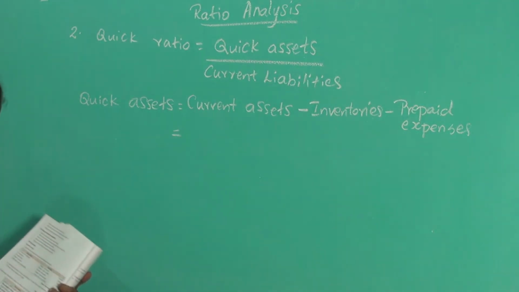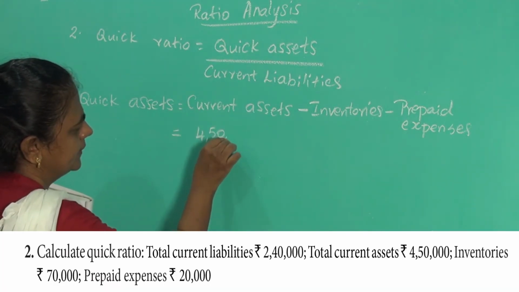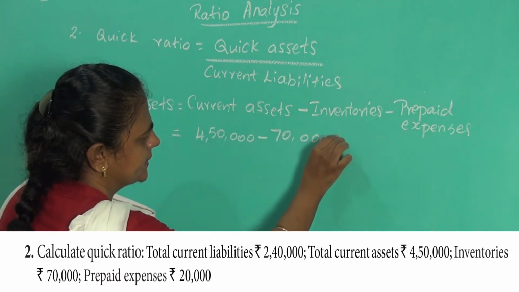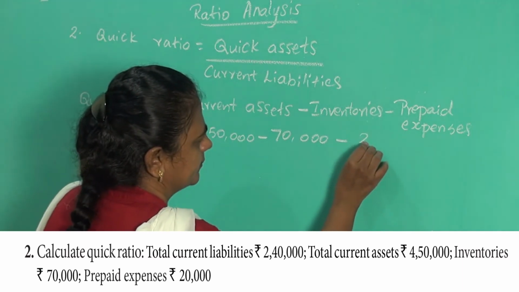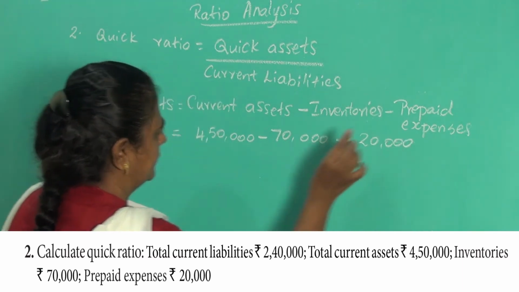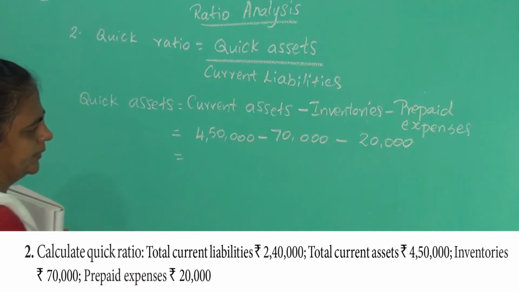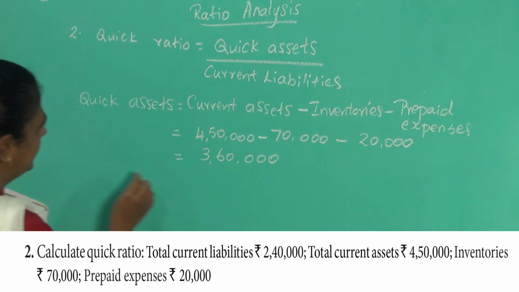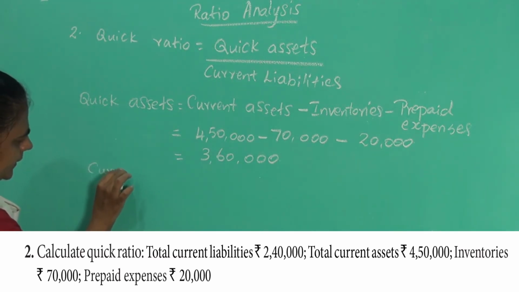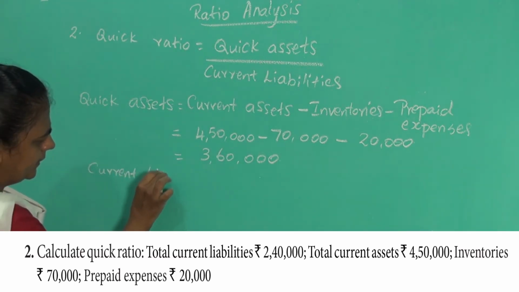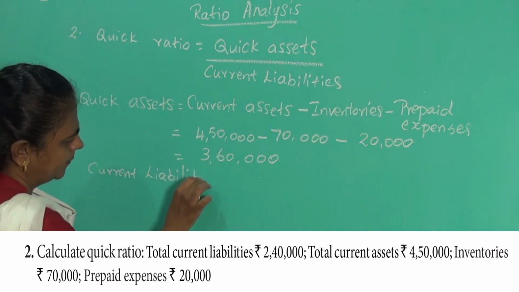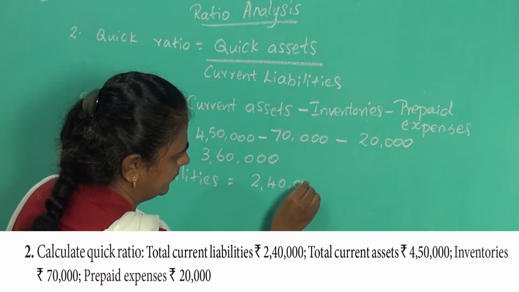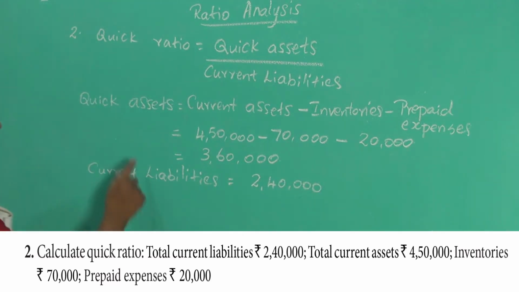So how much current assets? 4,50,000 minus 70,000 inventories minus 20,000. Okay, so that will give you 3,60,000. Current liabilities already given. Current liabilities is equal to 2,40,000. Okay, so you got quick assets.